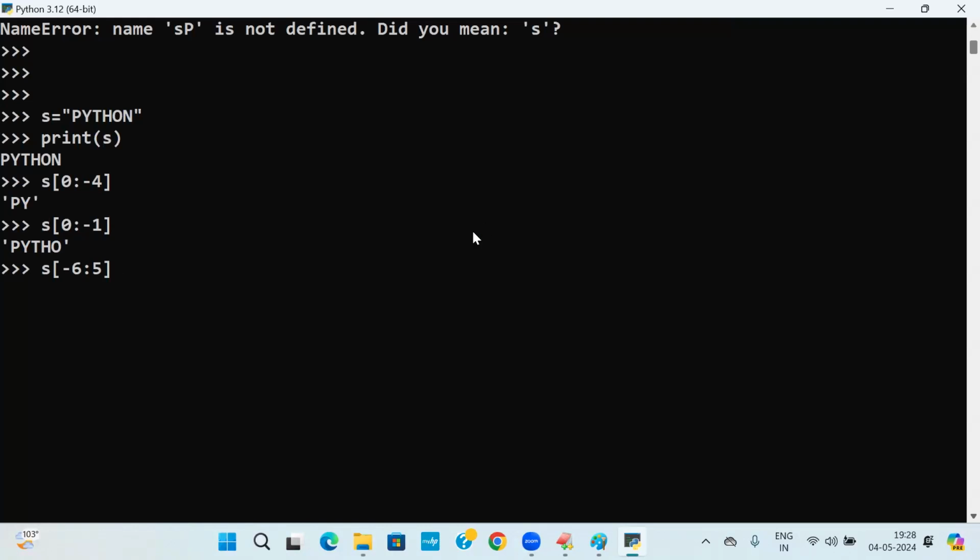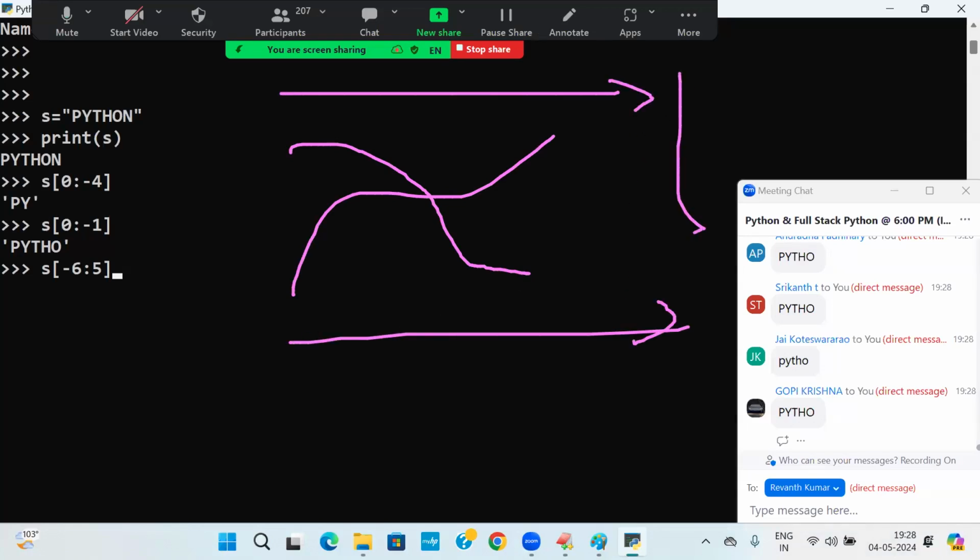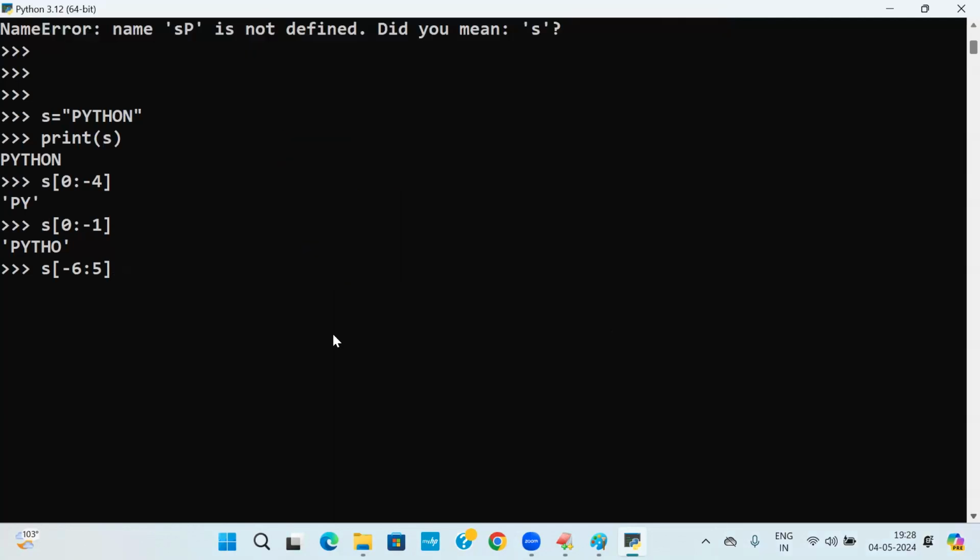PY. Starting from -6. Ending person, 5 -1. Which curve? Reverse. This type of curve. Earlier this type of curve, earlier this type of model, all of them are moving with +1 direction only. The same thing I will come this direction also. Ultimate. Come on, answer. PYTHO.